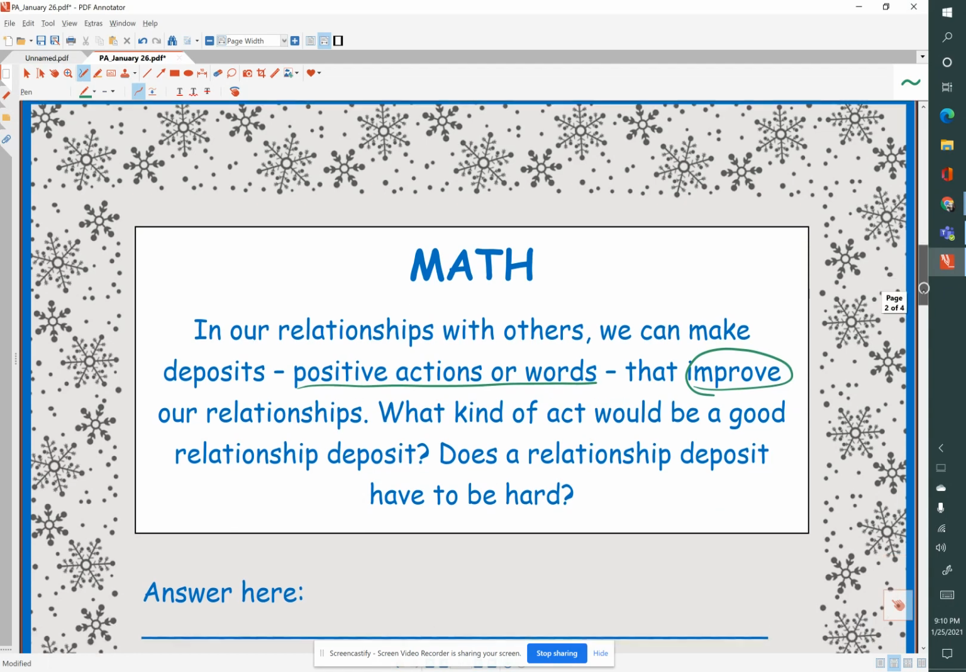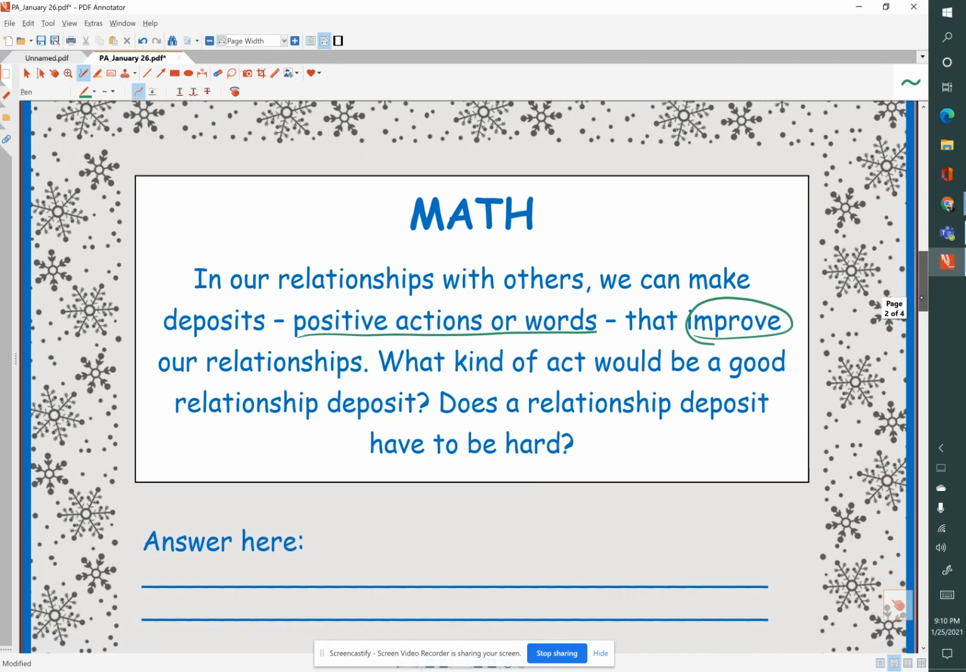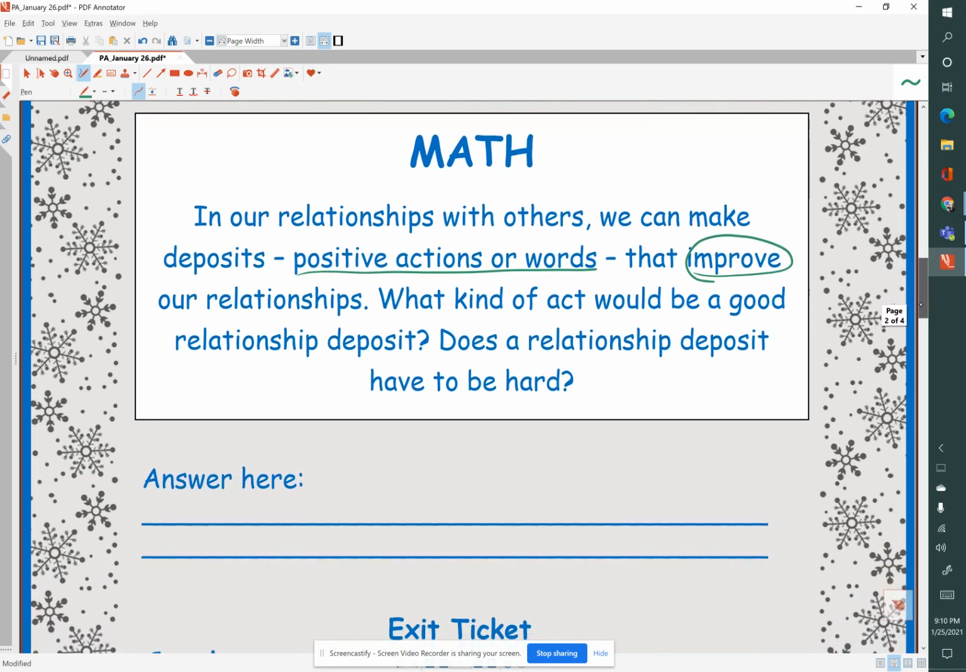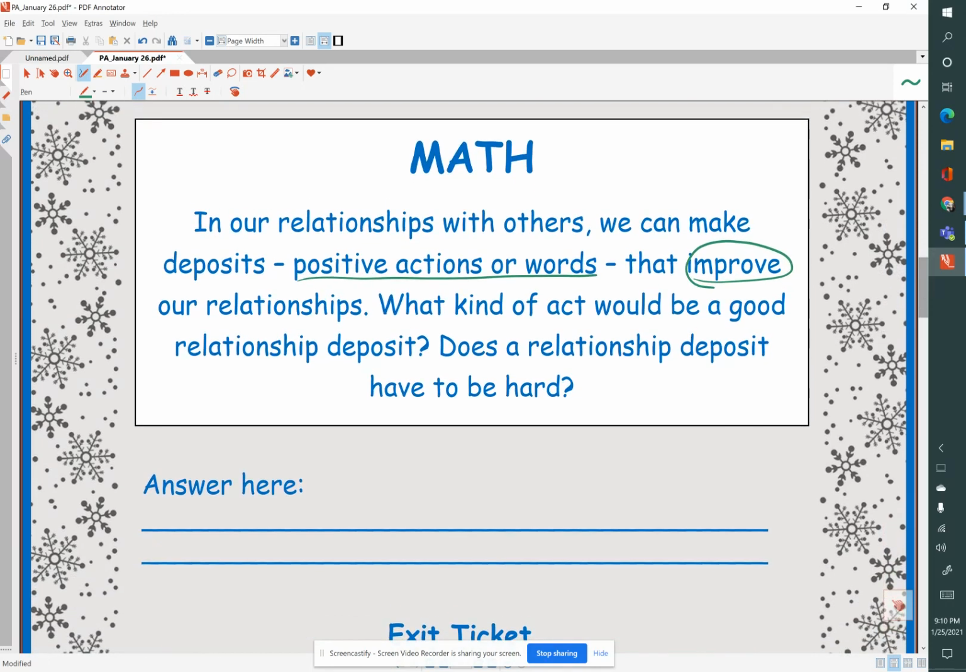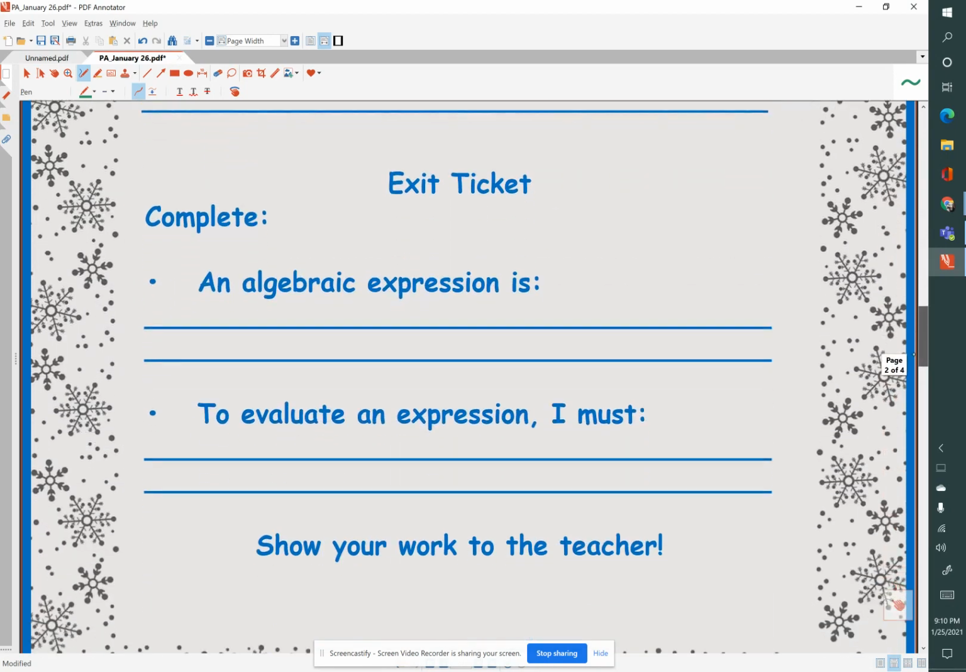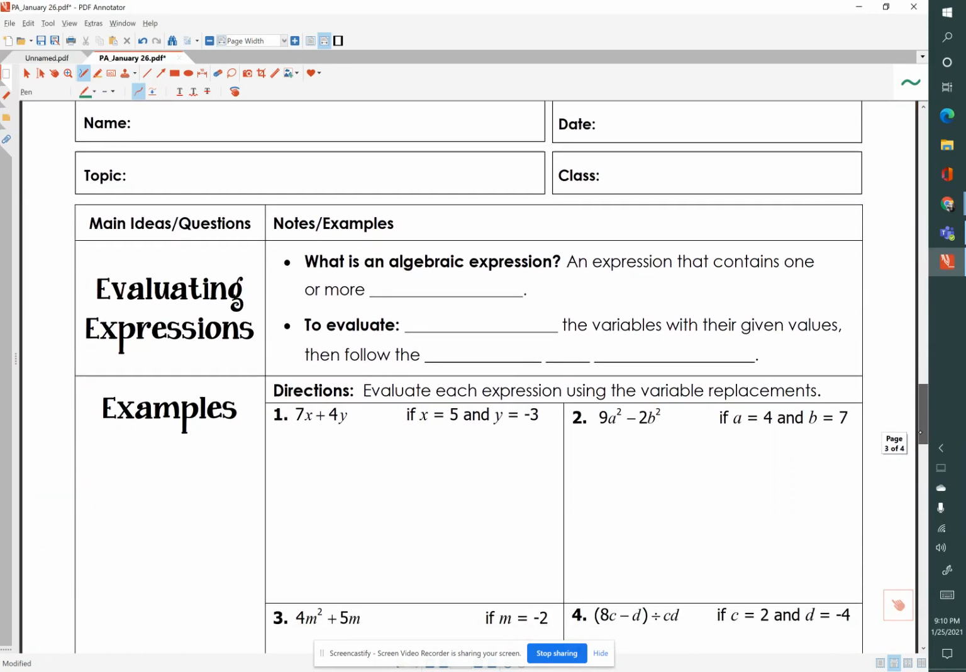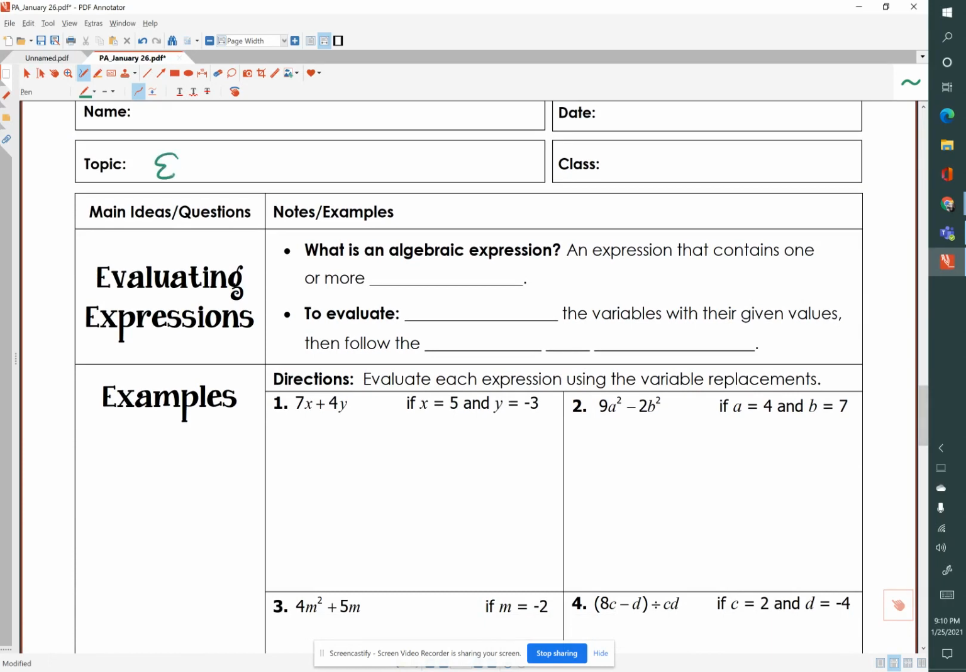So think of those things you do to keep your relationships healthy and in the right direction, so that you understand each other, you're a good listener, maybe you help each other out, maybe you do favors. We call those relationship deposits. Sort of like you make a deposit in a bank when you want to save money. Well, when you want to save up goodwill with each other, you also can make a relationship deposit. So please put your answer here on these lines. We'll come back to our exit ticket later, but let's get started with our topic, evaluating expressions.